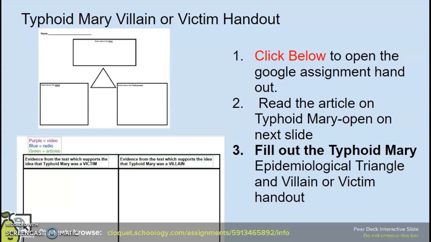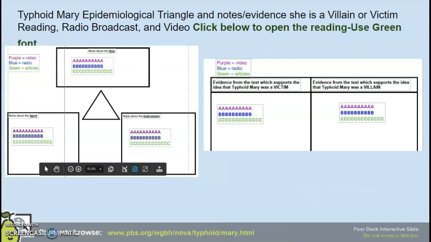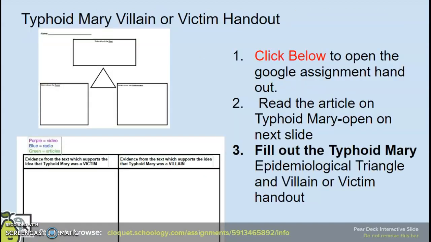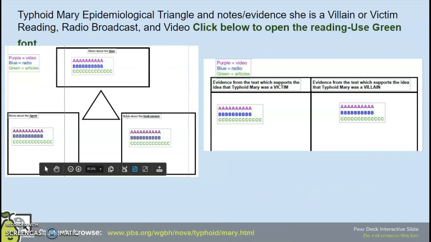So open the assignment, read the article. That's going to be on the next slide. And then you're going to fill out the epidemiological triangle and the villain or victim handout. So you can see here, you should already on slide 3 have opened up the handout. And now here on slide 4, you should have an option pop up to open up the PBS article.